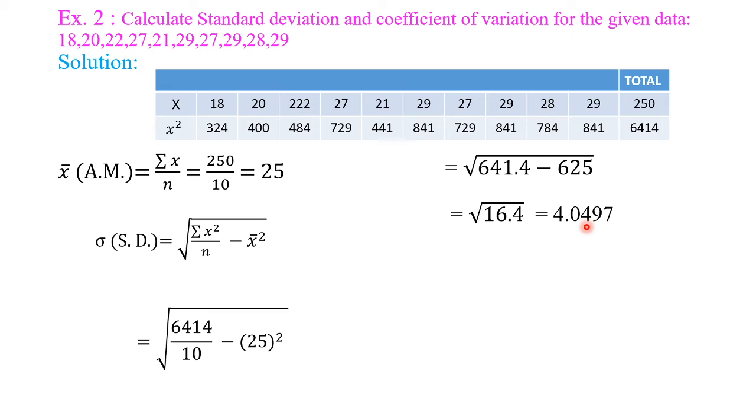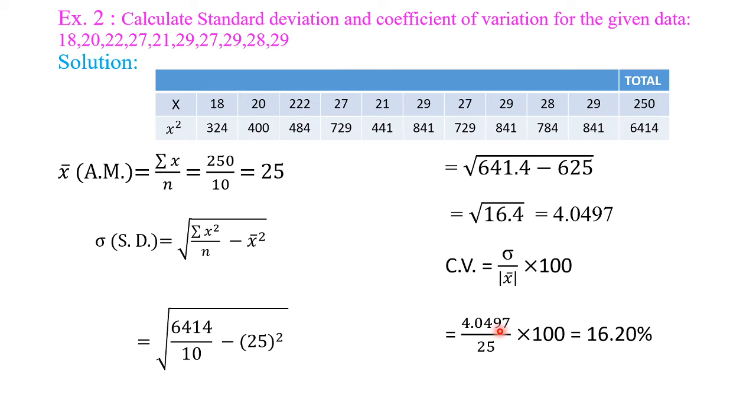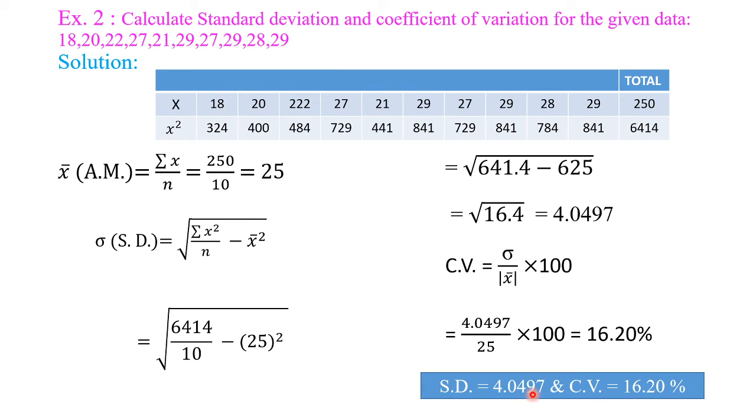Under root 16.4 is equal to 4.0497. So standard deviation is 4.0497. Then coefficient of variation. Coefficient of variation CV is equal to sigma divided by x bar into 100. So sigma is equal to 4.0497, x bar is equal to 25. So 4.0497 divided by 25 into 100 is 16.20%. So standard deviation is 4.0497 and coefficient of variation is 16.20%.